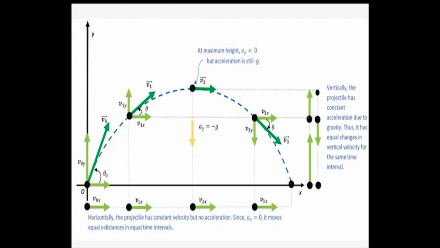Horizontally, the projectile has constant velocity but no acceleration since a sub x is equal to 0. Thus, it moves equal x distances in equal time intervals. Vertically, the projectile has constant acceleration due to gravity. Thus, it has equal changes in vertical velocity for the same interval. And also, please take note that at maximum height, v sub y is equal to 0, but acceleration is still negative acceleration due to gravity.